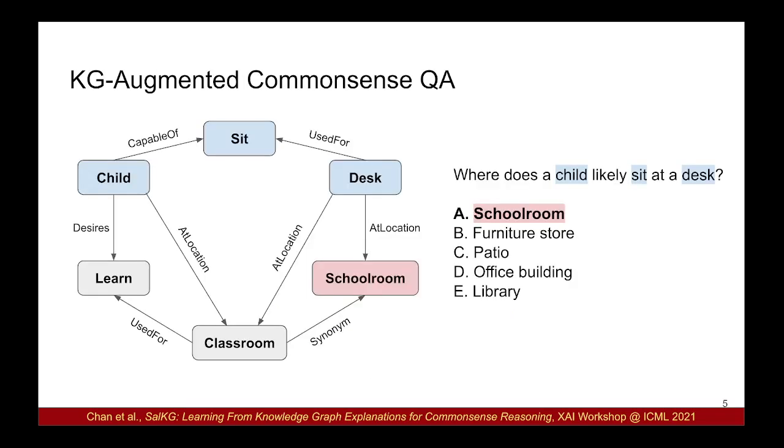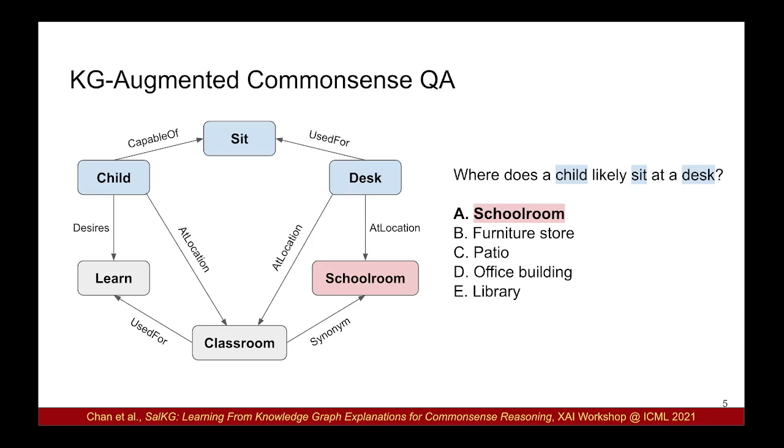In this work, we focus on the Commonsense QA task, a standard task in common sense reasoning. In Commonsense QA, the goal is to predict the answer to a multiple choice question, which requires common sense to solve. Here, the question is, where does a child likely sit at a desk? However, since, by definition, common sense is self-evident to humans, common sense knowledge is rarely stated explicitly in natural language. This makes it difficult for models to learn common sense knowledge from text corpora alone.